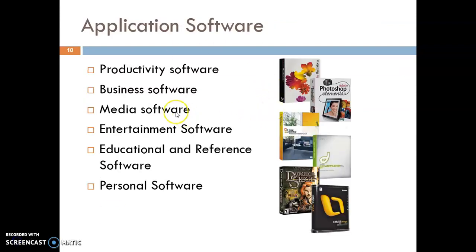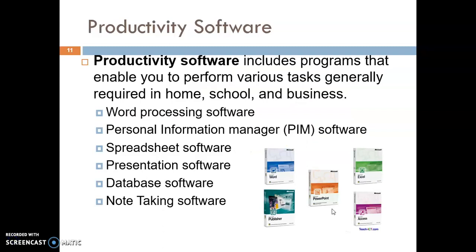Okay, here you see the various types of applications available. So in this topic we look at all types in detail, starting with productivity software. Other examples of application software are productivity software, business software, media software, entertainment software, education and reference software, and also personal software. Productivity software includes programs that enable you to perform various tasks generally required in home, school, and business. This category includes word processing, spreadsheet, personal information manager, presentation software, database software, and note-taking software.